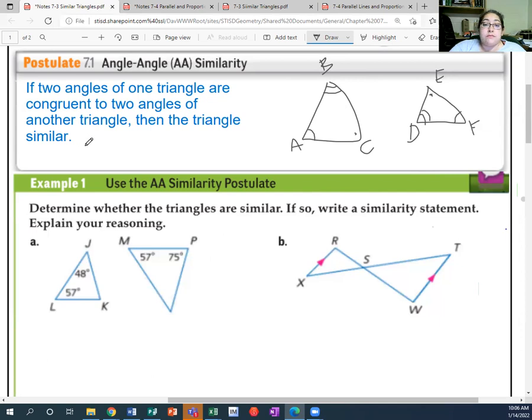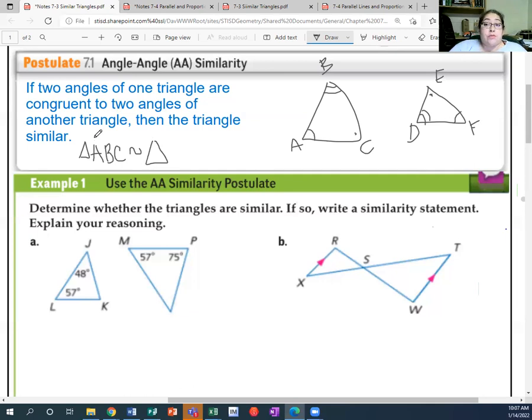Awesome. Our similarity statement is to write the name of the first figure. The order doesn't matter on the letters of these names. Make it spell anything you want. Don't forget your squiggly for the symbol for similarity. We're going to write the symbol for the next triangle. Now the order in which we write the letters of this triangle's name is important.